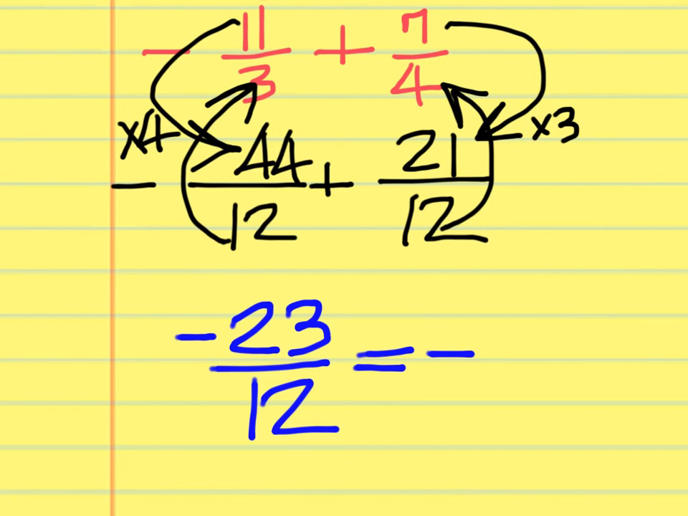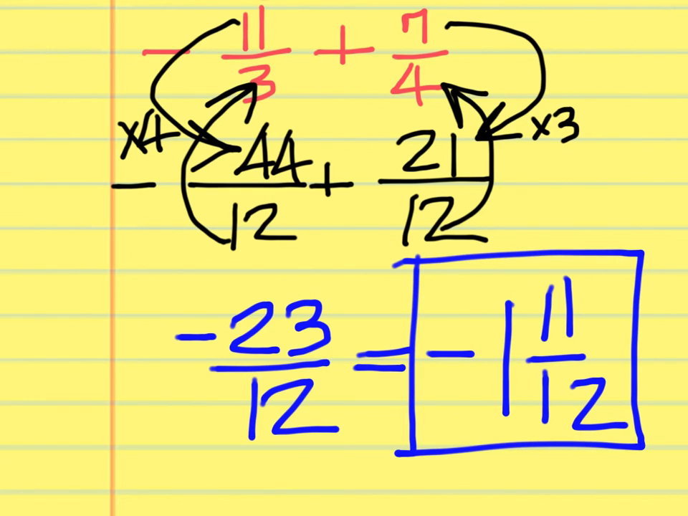Let's convert to a mixed number. How many times will 12 go into 23? What's 23 minus 12? How much? 11, yeah. So a negative 1 11/12.